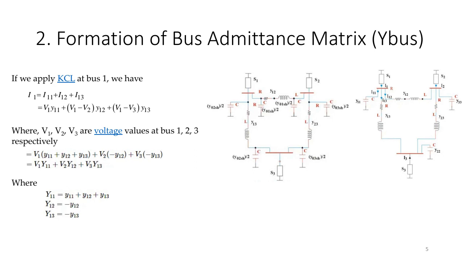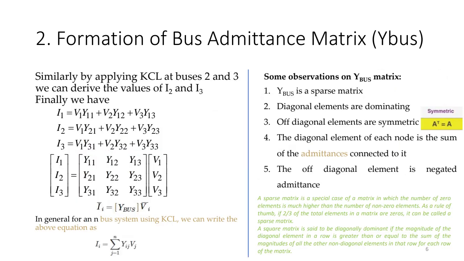In this case, you can see here the capital Y11 is equal to small y11 plus y12 plus y13. The capital Y12 is the line admittance between bus 1 and 2, which is the negative of the admittance connected between branch 1 and 2, small y12. And Y13 is the admittance between 1 and 3, which is the negative of the admittance connected on the branch, small y13. So we discussed this, and I believe you should be able to understand the formation of the Y-bus equation.